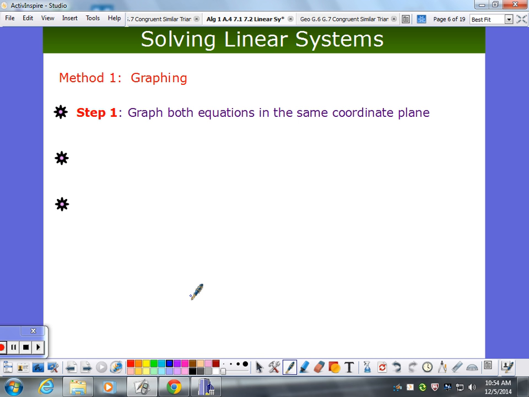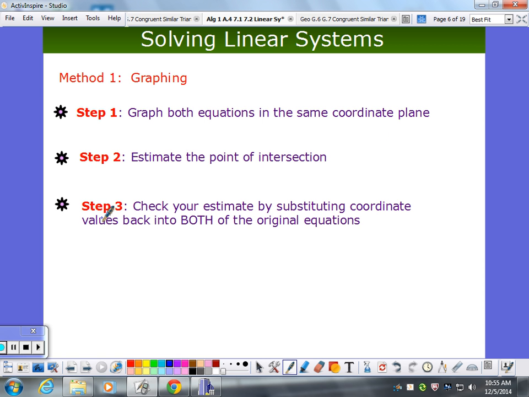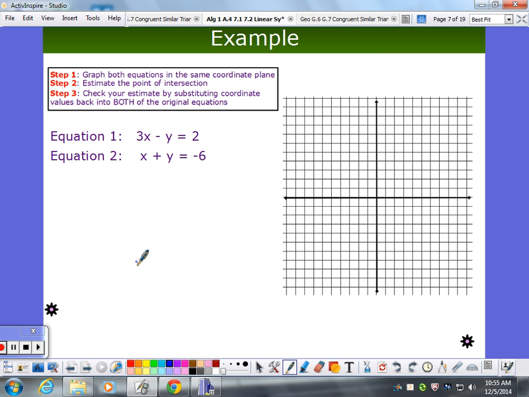So how does it work? You graph both equations on the same plane. You say, it looks like the point of intersection is right there. I think it's there. And then you verify that. How do you verify? You take that point of intersection, plug it back in both equations, and make sure that it makes both equations true. Get it? Let's find out.